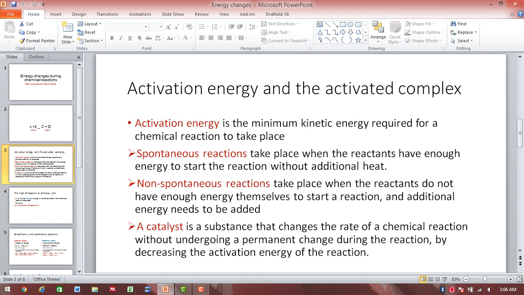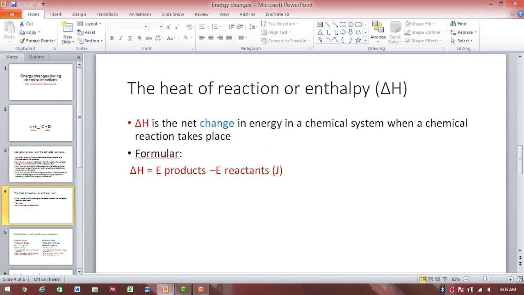Now we also have what we call a catalyst. A catalyst is a substance that changes the rate of chemical reaction.